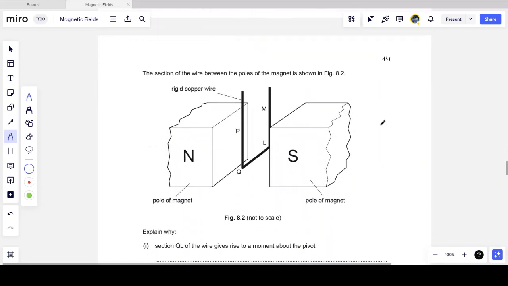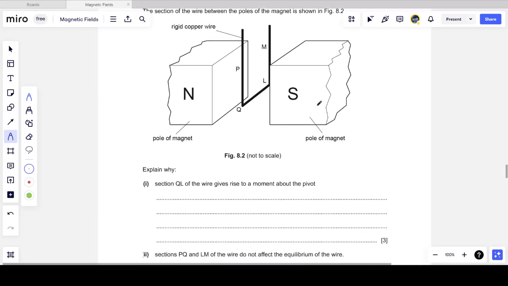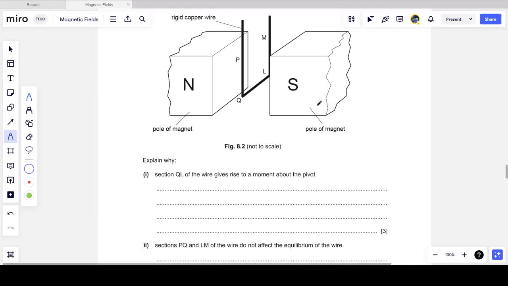And we are told that the section of the wire between the poles of the magnet is shown. And we want to explain why. Now we have the North Pole on the left-hand side, the South Pole on the right-hand side. And we want to first explain why section QL of the wire gives rise to a moment about the pivot.